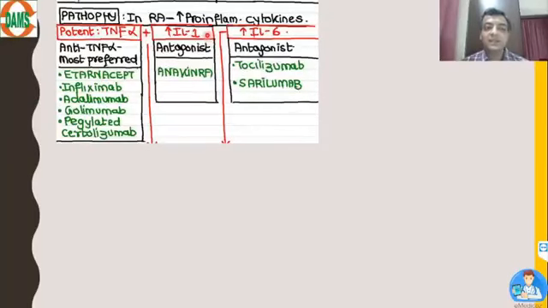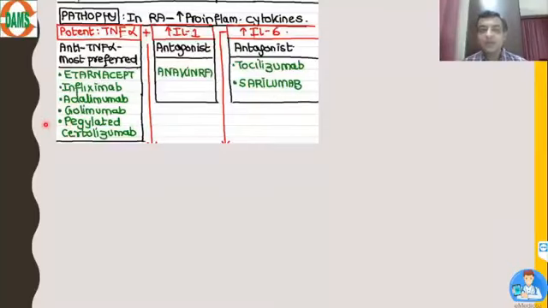For the increase in interleukin 1, an interleukin 1 antagonist can also be given. The agent is anakinra. An interleukin 6 antagonist can be given. We have tocilizumab and sarilumab. So there are etanercept, infliximab, adalimumab, golimumab, certolizumab, anakinra, tocilizumab, sarilumab. These are our first line agents.